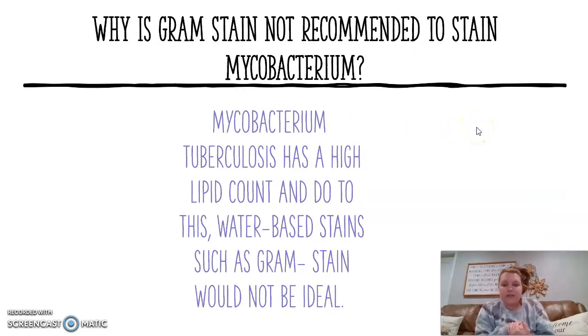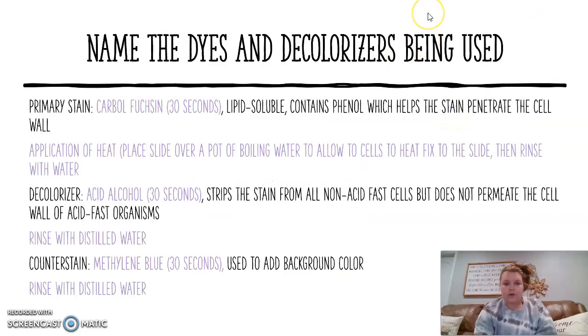So, why is gram stain not recommended to stain Mycobacterium tuberculosis? Mycobacterium tuberculosis has a really high lipid count, like I mentioned in the last slide, and with the high lipid count, it gives it a really waxy coating. So, due to this, water-based stains such as the gram stain would not be ideal to stain the Mycobacterium tuberculosis bacteria.